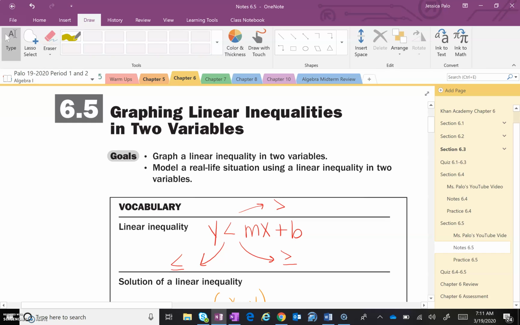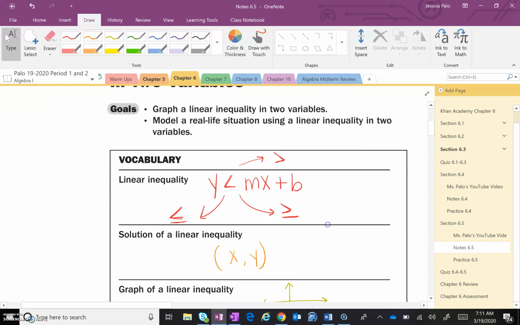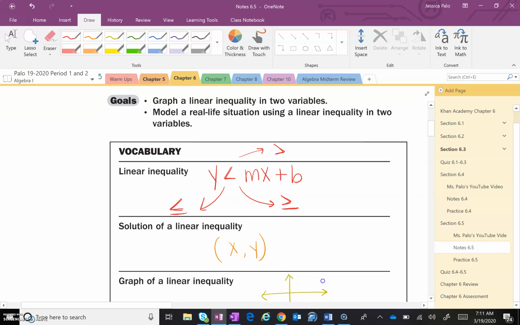So a linear inequality is a linear equation. So it's in slope-intercept form, but instead of an equal sign, we can have less than, greater than, less than or equal to, or greater than or equal to. The solution of a linear inequality is going to be the coordinate, or the set of points, that makes the linear inequality true. The set of points that makes it true.